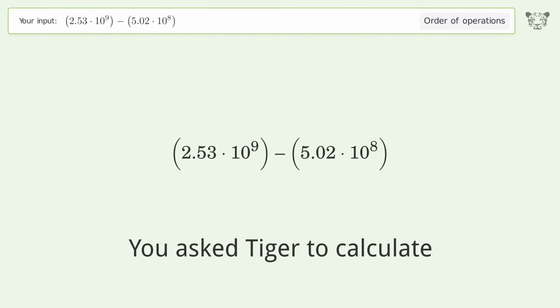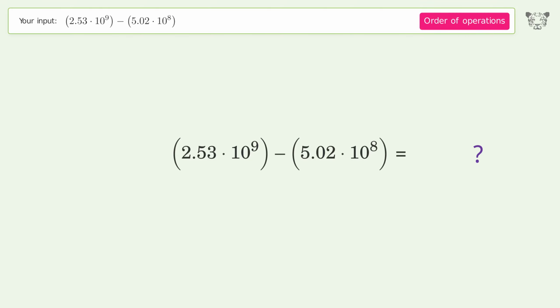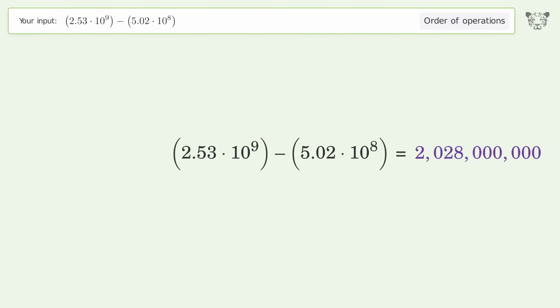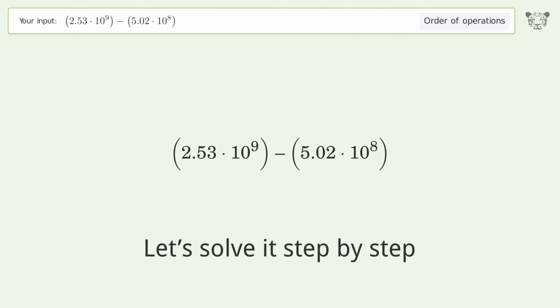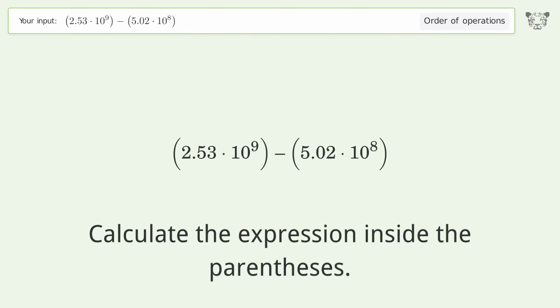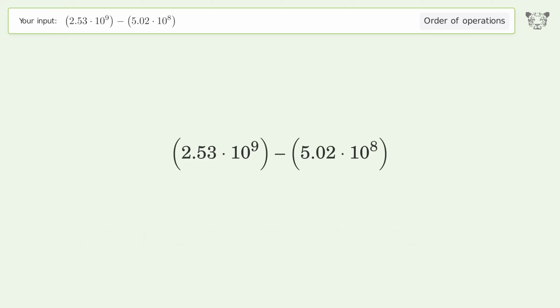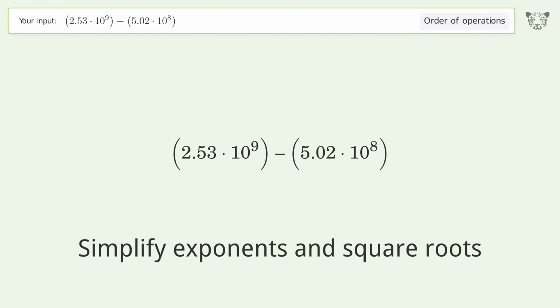You ask Tiger to calculate. This deals with the order of operations. The final result is 2,028,000,000. Let's solve it step by step. Calculate the expression inside the parentheses. Simplify exponents and square roots.